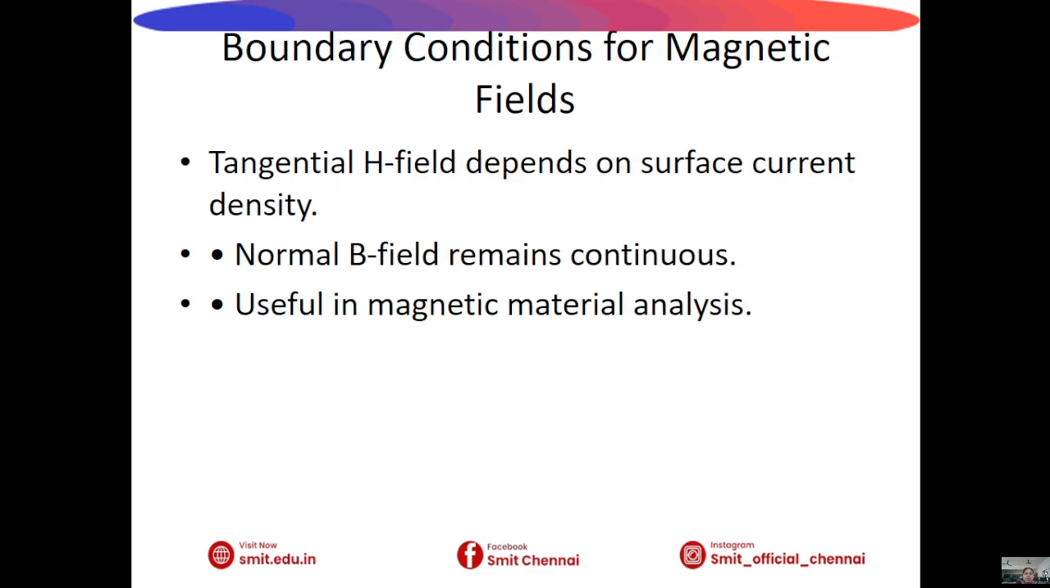Next, we see about the boundary conditions for magnetic fields. For magnetic fields, the tangential component of the magnetic field intensity is influenced by any surface current density present at the boundary. The normal component of magnetic flux density remains continuous across the interface because magnetic monopoles do not exist. These boundary conditions are widely used in magnetic material analysis and electromagnetic device design.